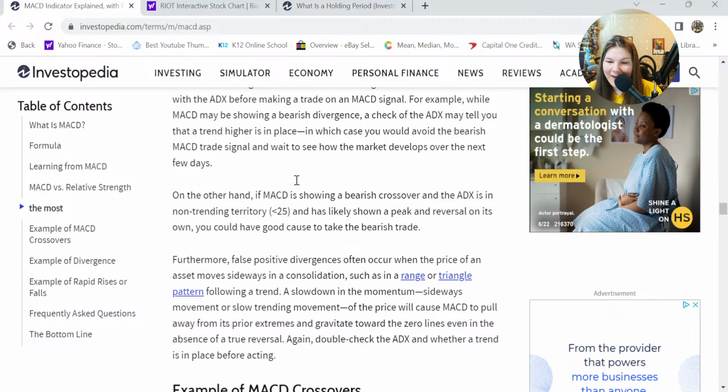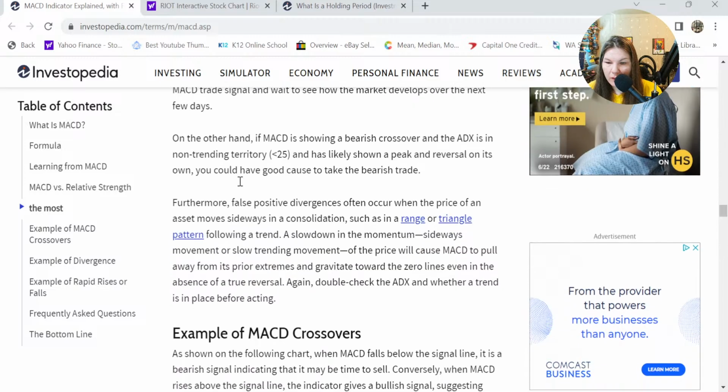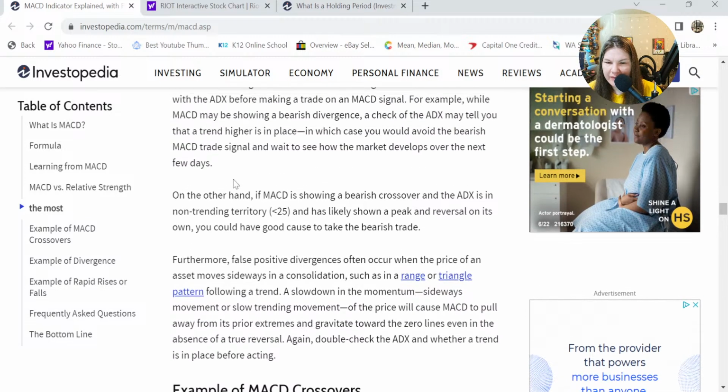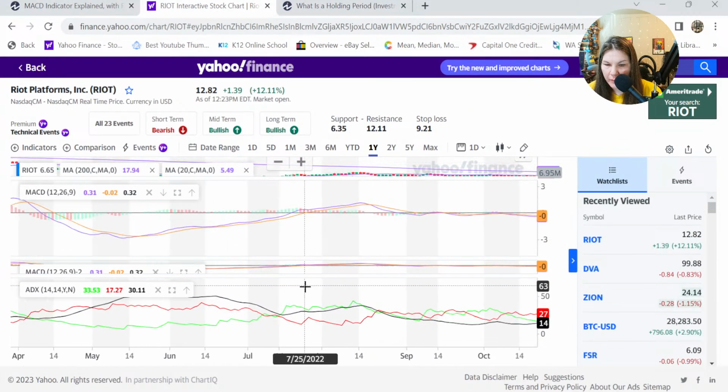On the other hand, if MACD is showing a bearish crossover and the ADX is in non-trending territory, less than 25, and has likely shown a peak and reversal on its own, you could have good cause to take the bearish trade. Furthermore, let's understand this before we go on. So if we wanted to go down, let us look at this a little bit more.